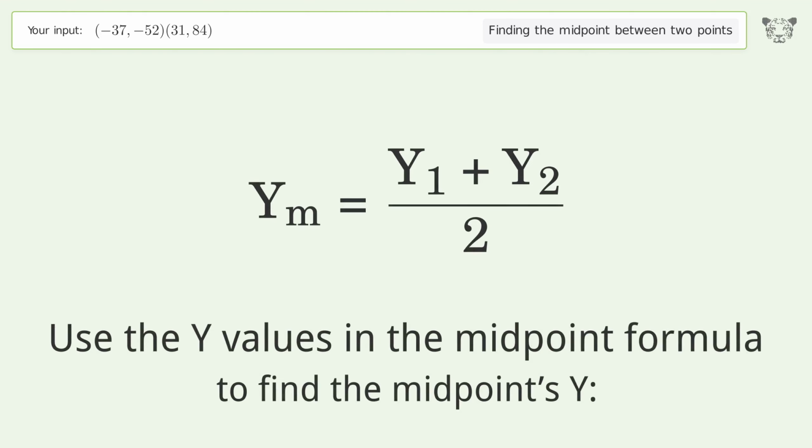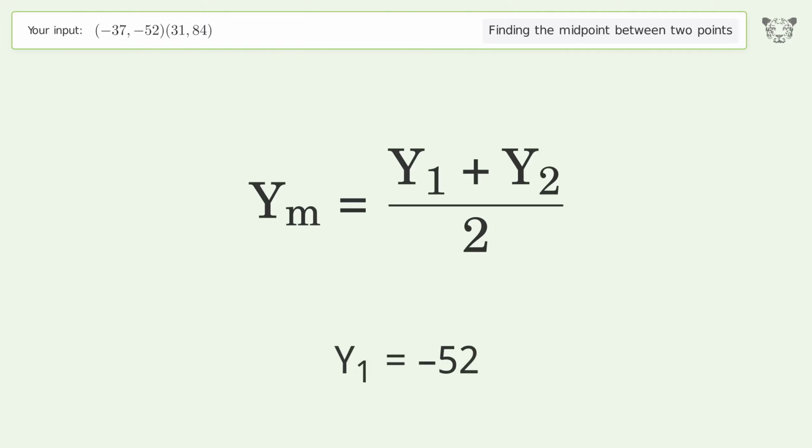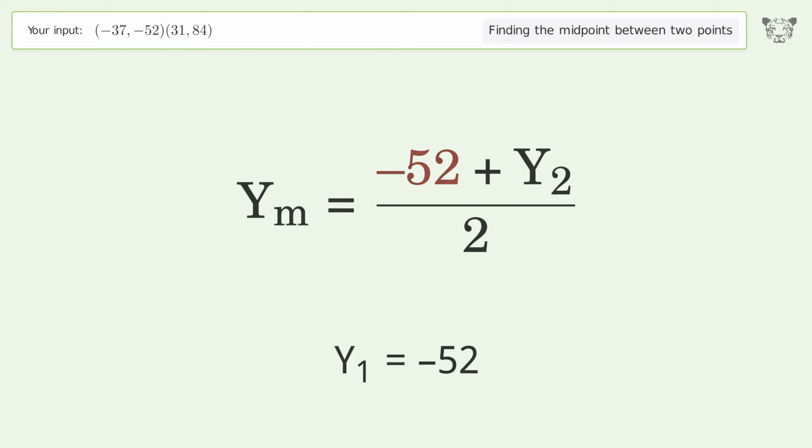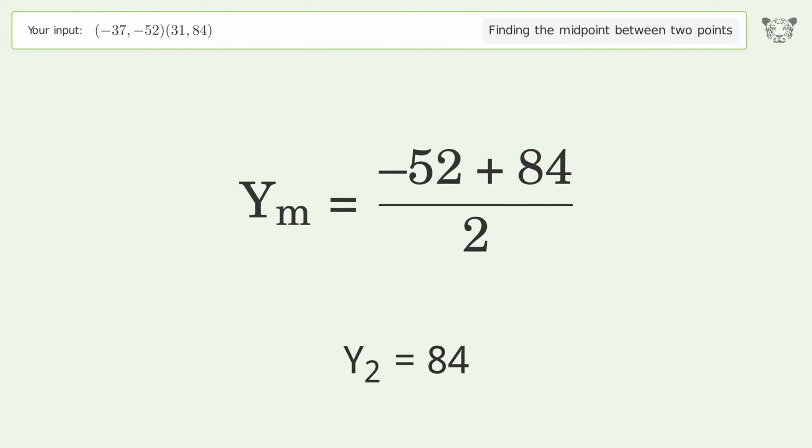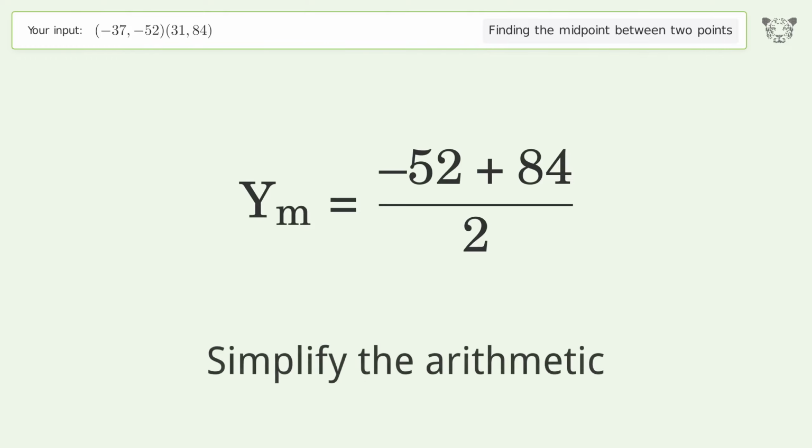Use the y values in the midpoint formula to find the midpoint's y. y1 equals -52. y2 equals 84. Simplify the arithmetic.